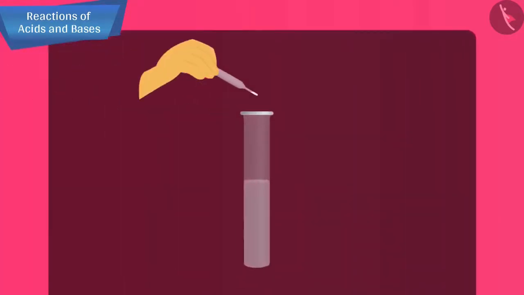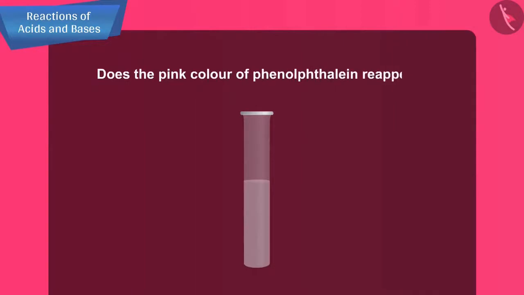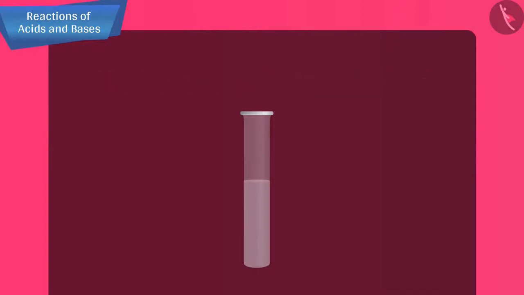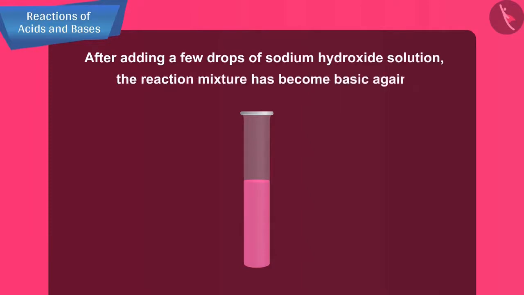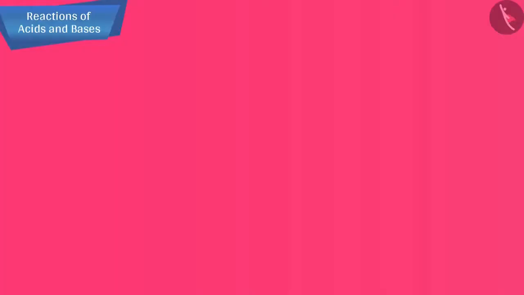Now, add a few drops of NaOH to the above mixture. Does the pink color of phenolphthalein reappear? Why do you think this has happened? This has happened because after adding a few drops of sodium hydroxide solution, the reaction mixture has become basic again. Now, let us take one more example.